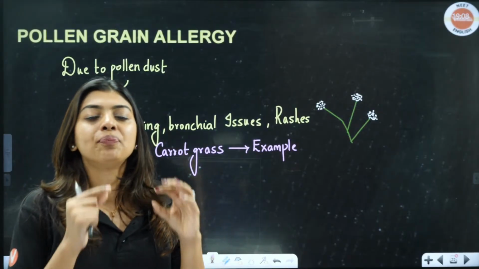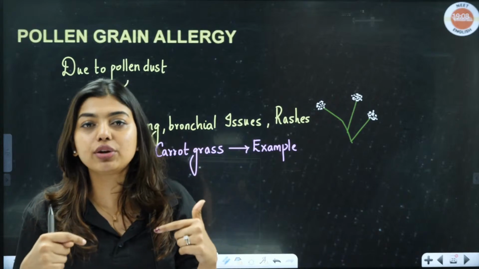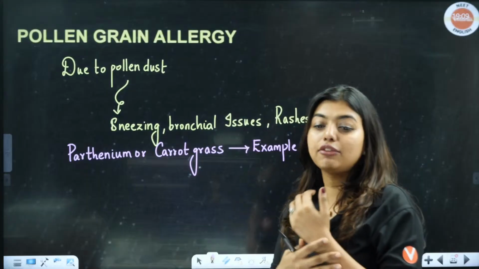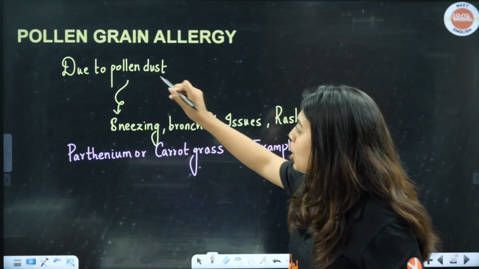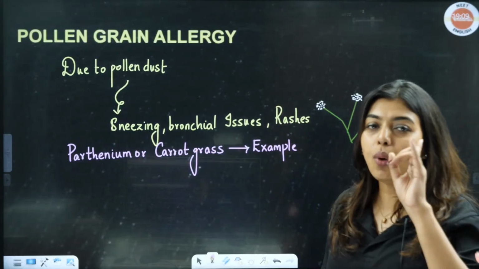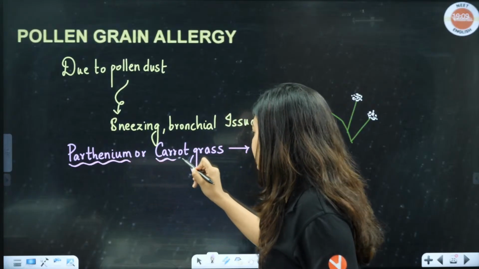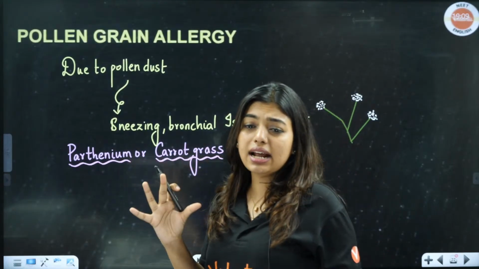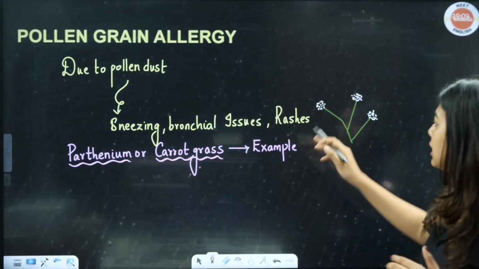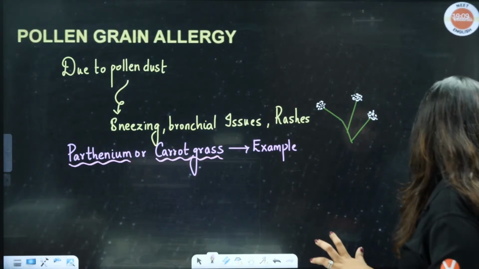What is pollen allergy? Pollen grains will enter into the nostrils and go directly into your respiratory system. Because of that, the entire body will start having inflammations and rashes. Due to pollen dust, sneezing, bronchial issues and rashes are going to come. One example given in your NCERT is Parthenium or carrot grass. Students, look for carrot grass in your area. In case you are not in the city, you will see this grass. Check this grass out. That is called Parthenium or carrot grass.